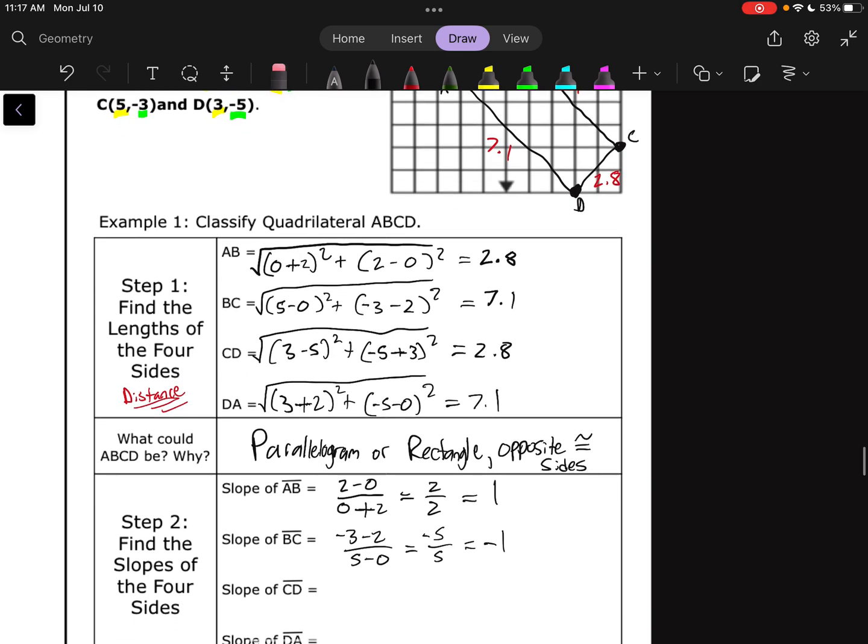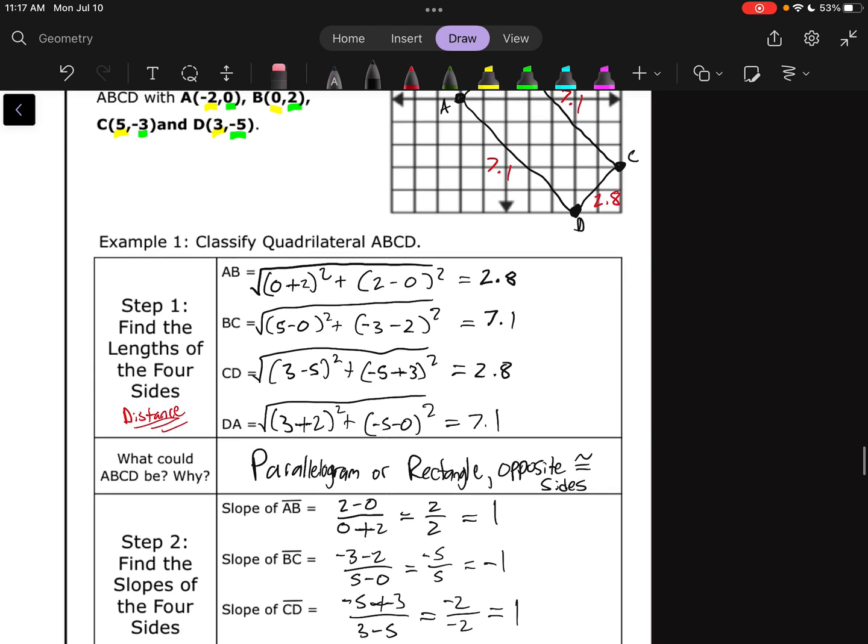Now let's try CD. So for CD, I'll be doing -5 minus -3, which would be -5 plus 3, all over x2 minus x1, 3 minus 5. -5 plus 3 is -2. 3 minus 5 is -2. And -2 over -2 is +1. So once again, those are opposite reciprocals between the -1 and the +1 of BC and CD. So we do get a right angle in that corner.